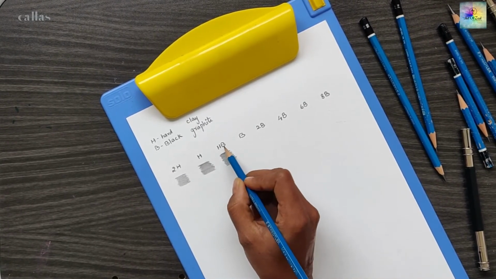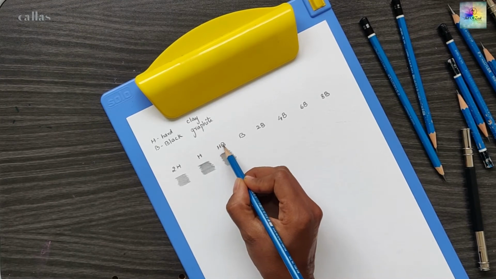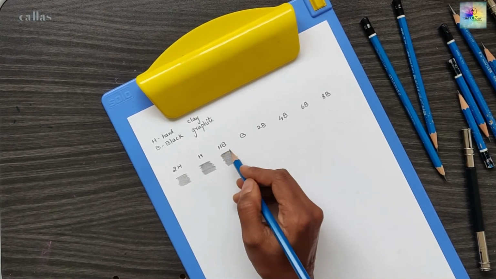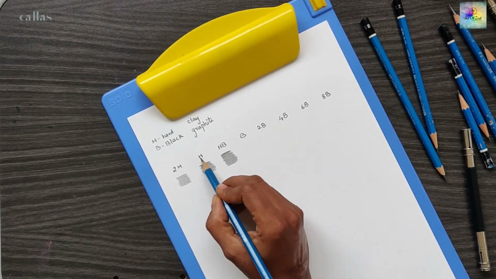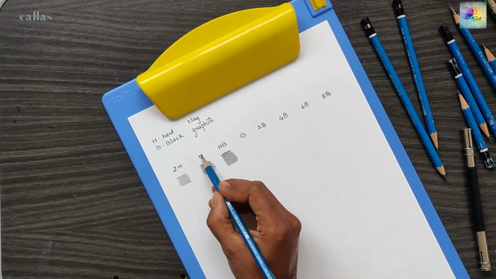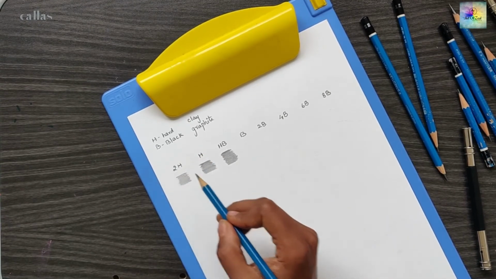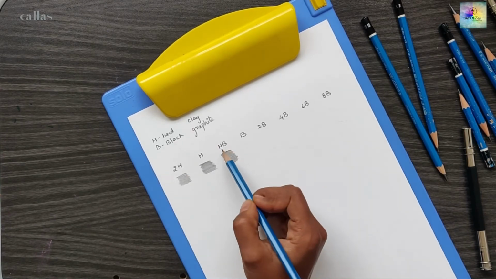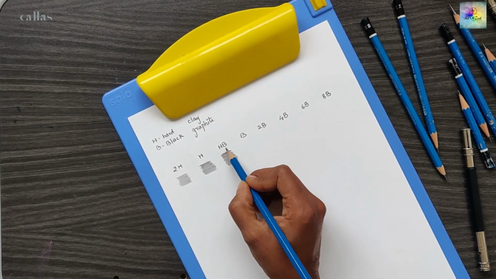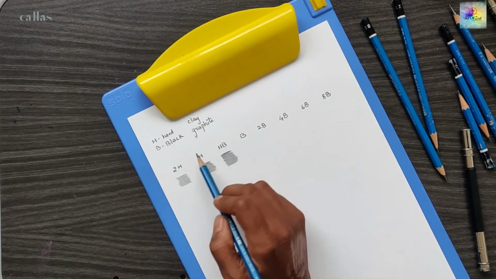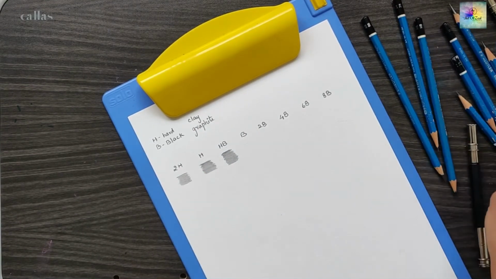So HB pencil contains clay and graphite both, in equal ratio. In H the clay will be more. Compared to H, 2H is where the clay is still higher. In H and B, both clay and graphite will be in equal ratio.